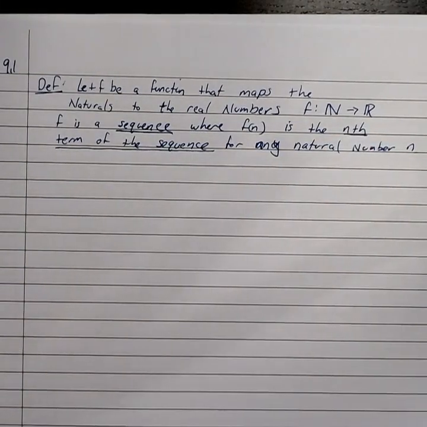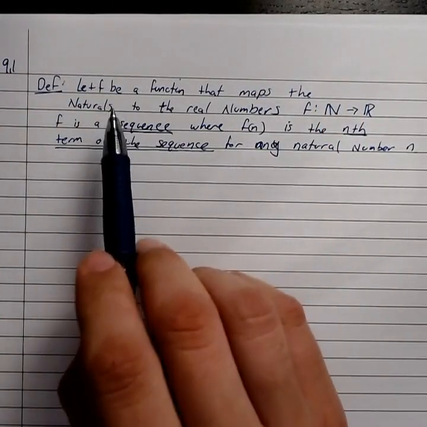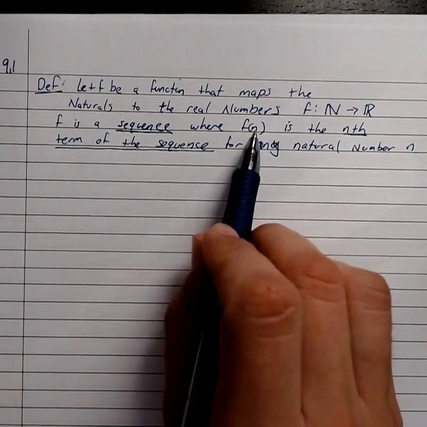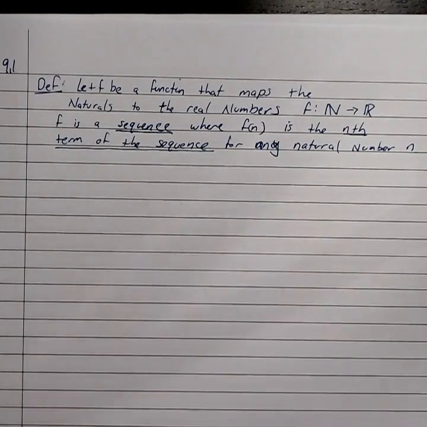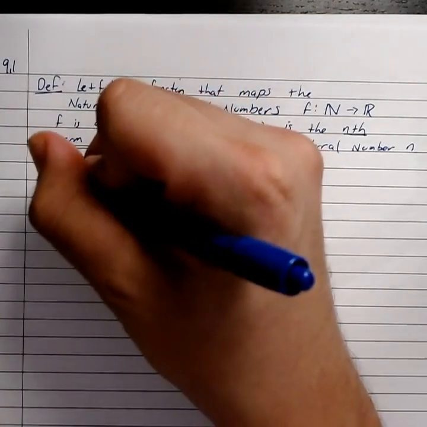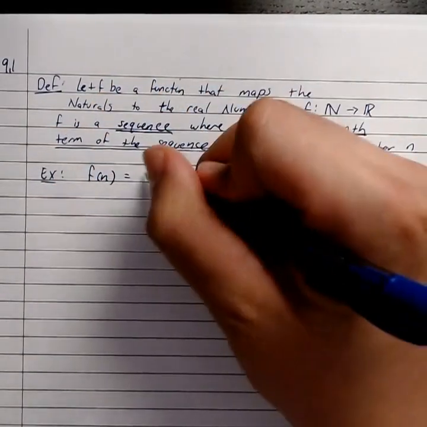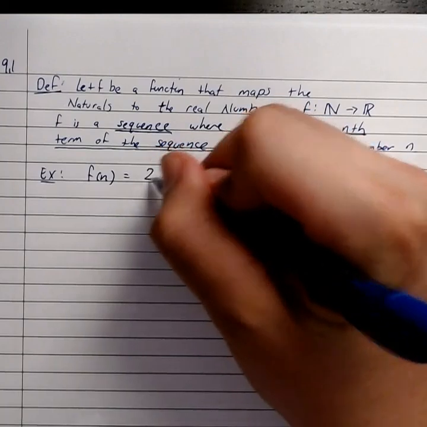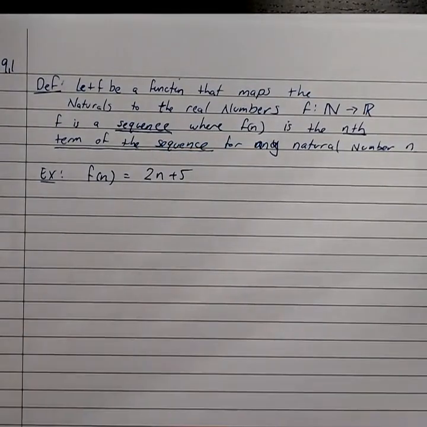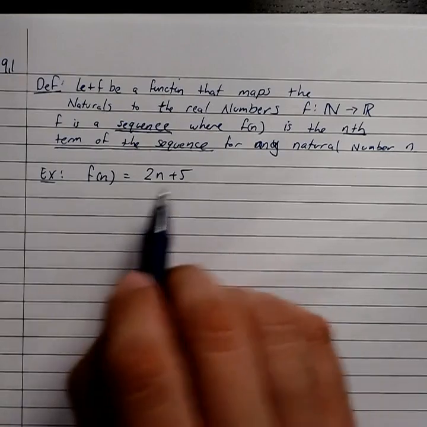Okay? So one example would be something like this. Now, when we deal with functions of the natural numbers, it's typical not to use f of x, but f of n to denote the fact that n should not be any number, but rather a natural number. So here, for example, you might say f of n is equal to, let's just keep it simple, let's say 2n plus 5. All right, so there's a function. And notice this maps every natural number to some element of the real numbers.